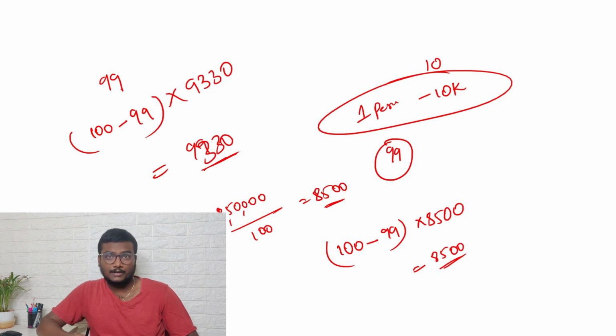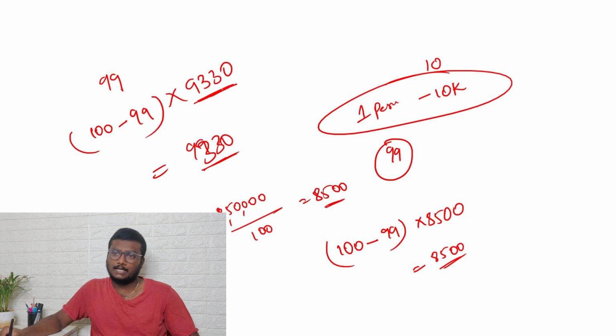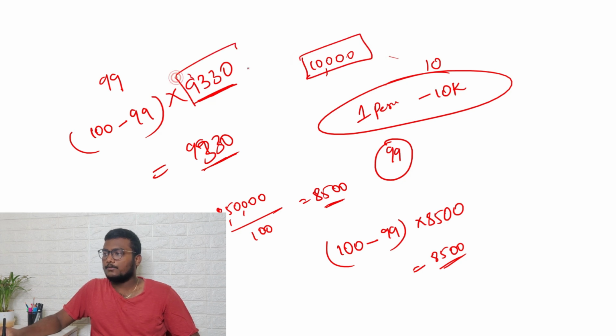I think now you can work out your calculation. You can take either 9,33,000, that is 9,330, or just take 10,000. You can take anything. I would say either this or this is going to work for you, and you can approximate your rank.